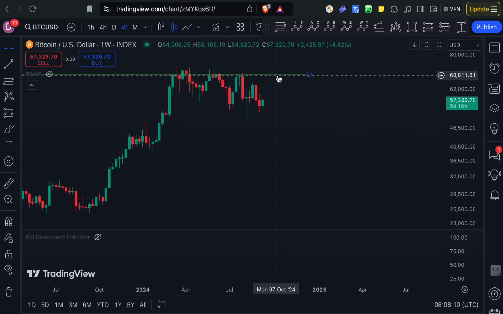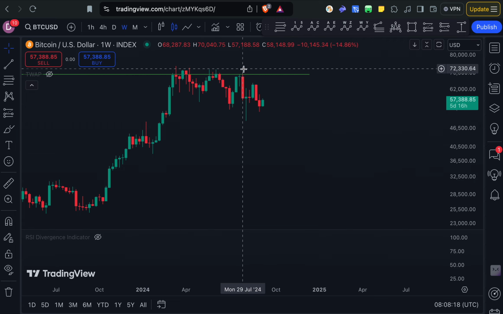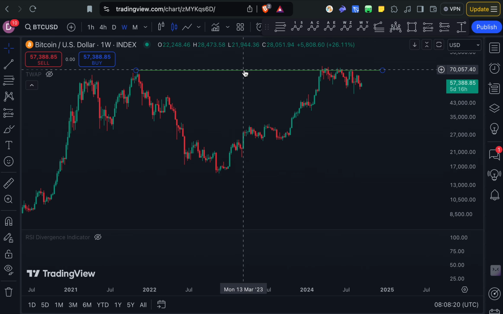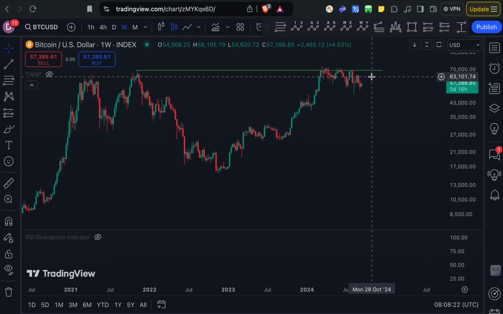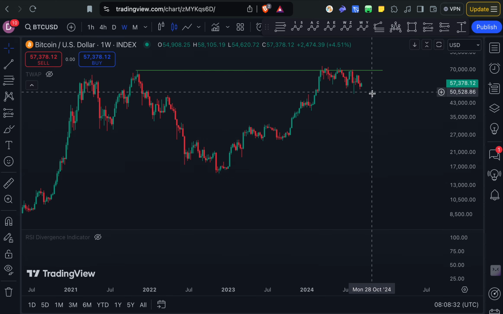If Bitcoin price would go above this line, it is extremely likely that Bitcoin price will continue to go to the upside if this high is broken. But under this line, if we are at like $67,000 Bitcoin price, it is likely that we will have a rejection. Not necessarily true, but it is likely.